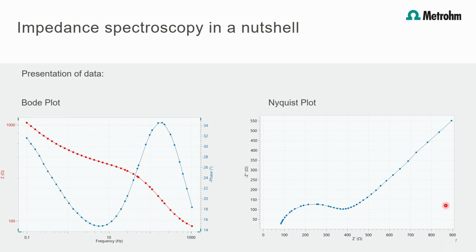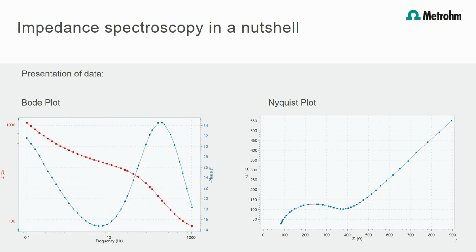The Nyquist plot, displayed on the right side, contains the same information, but it's plotted in another way. The imaginary part of the impedance, minus Z double prime, is plotted versus the real part of the impedance, Z prime. The mathematical background and how the plot is deduced is not part of this video. This information is provided in our impedance course.